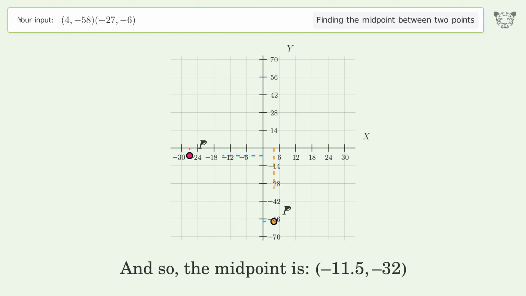And so, the midpoint is negative 11.5, negative 32.